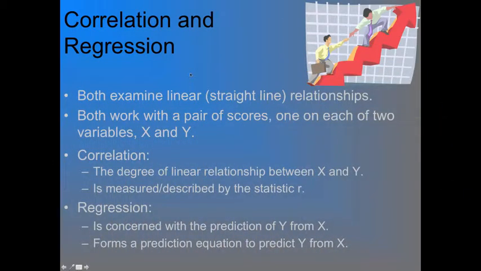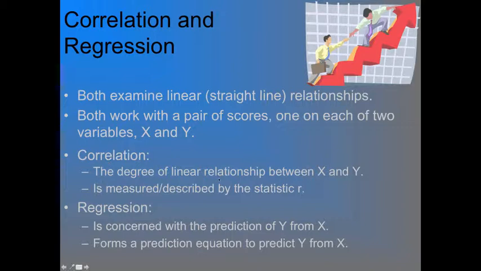Correlation and regression both examine linear or straight line relationships. Both work with a pair of scores, one on each of two variables, x and y. So we're going to be seeing lots of graphics here today, scatter plots as they're called, where you have your x-axis and y-axis both depicted. So correlation and regression are very related subjects. That's why I'm covering them both in the same lecture here, although I do have it broken down a bit, separated a little bit in terms of the semester, so you have enough time to absorb all the information about these.